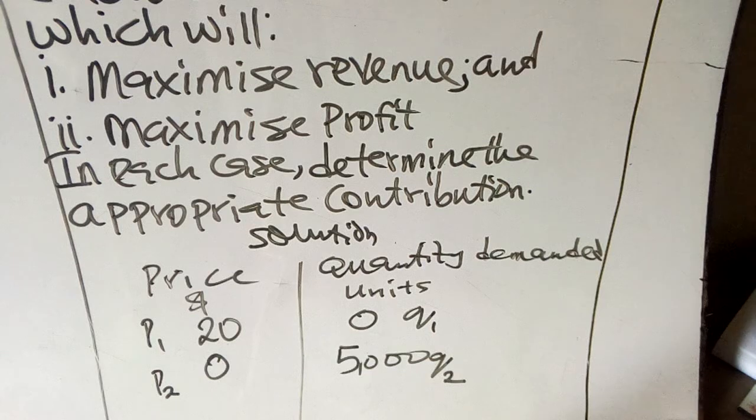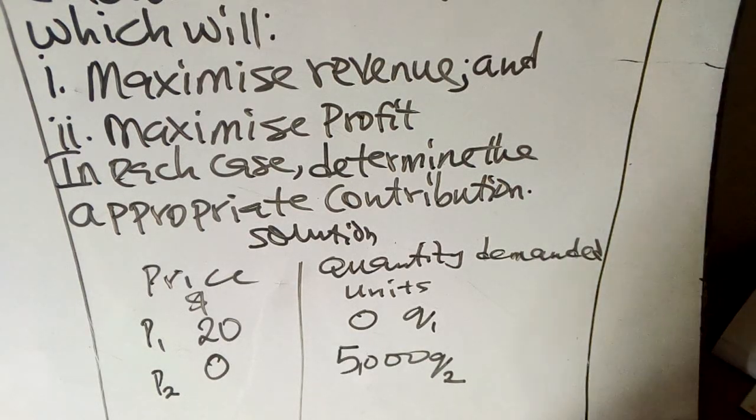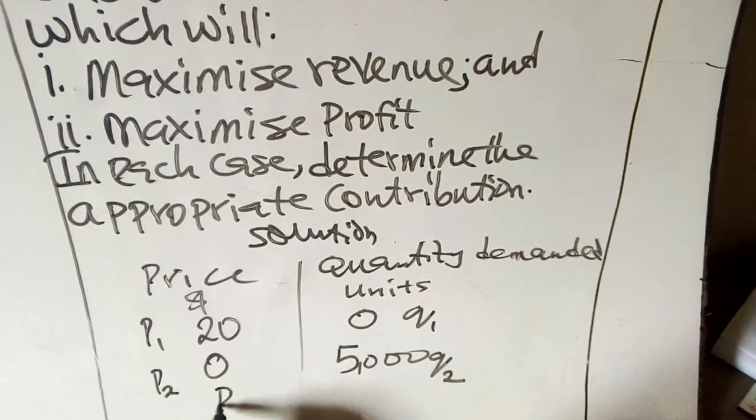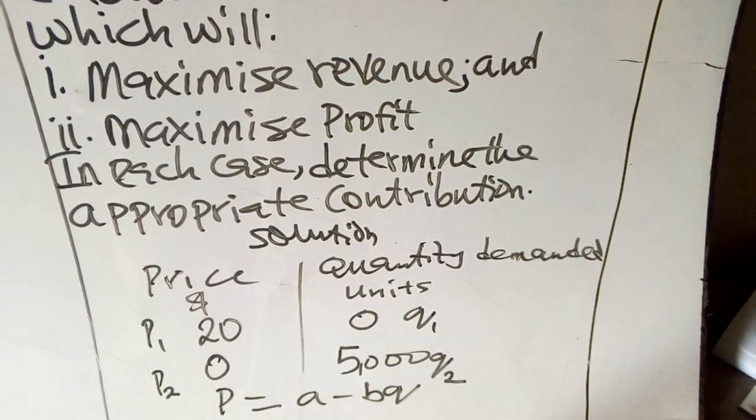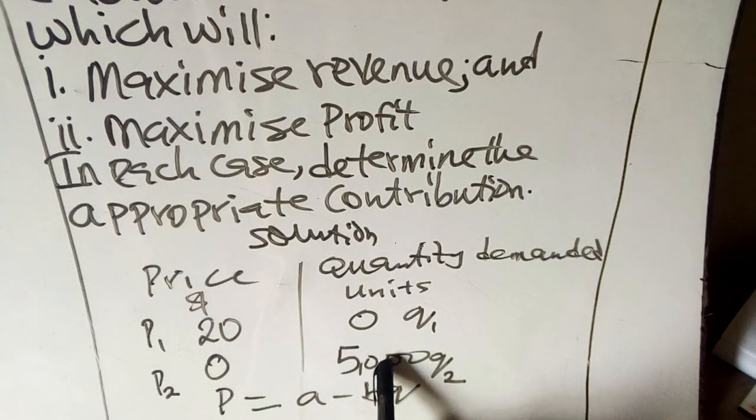I've told you that the first step is to determine the price function. The price function is P equals A minus BQ. Now, I've told you that B is change in price over change in quantity. Change in price is P2 minus P1, while change in quantity is Q2 minus Q1. Now, let's determine the value of B.